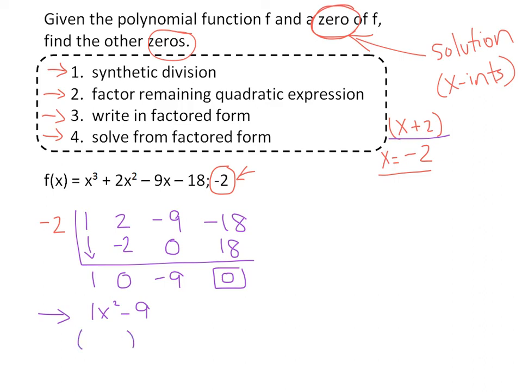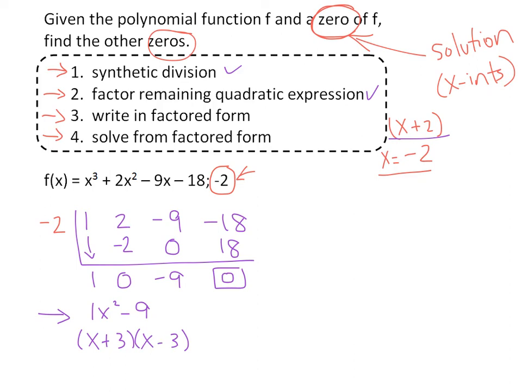So we're going to put our parentheses down. We're going to factor. Notice we did our synthetic division. We're going to factor the remaining quadratic expression. So we have x here and x here. 3 times 3 is 9. One needs to be positive and one needs to be negative.